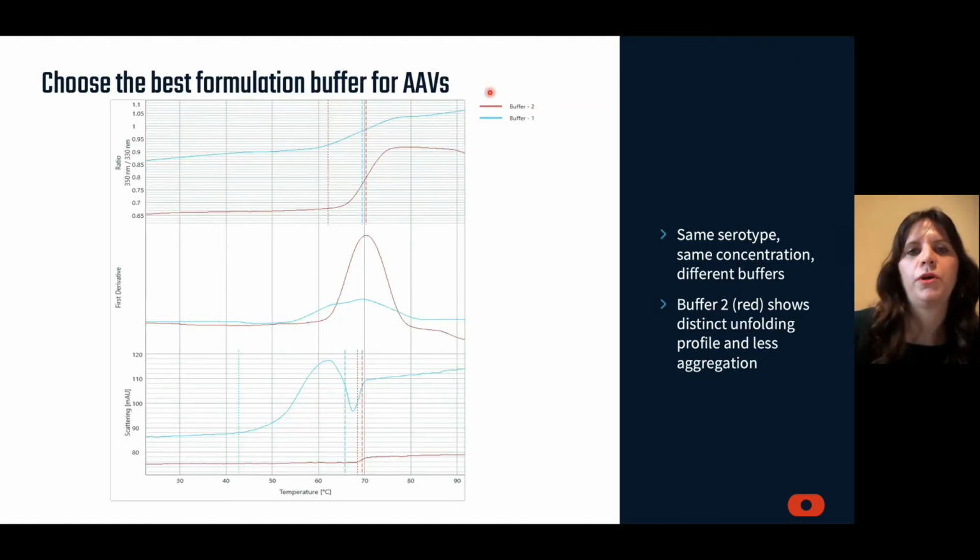Next, we have a pretty straightforward example of buffer formulation. This was done by an associate group, and all they did was screen an AAV in 2 different buffers, 1 and 2. And again, nano-DSF just shows really clearly that buffer 2 behaves a lot better compared to the AAV in buffer 1. Sharper transition, less gradual slope. So thinking about scaling this up to a full buffer screen, whether it's 96 or 384, the Ponto can really allow you to expedite this process and quickly assess which buffers are giving you the highest quality AAV environment.